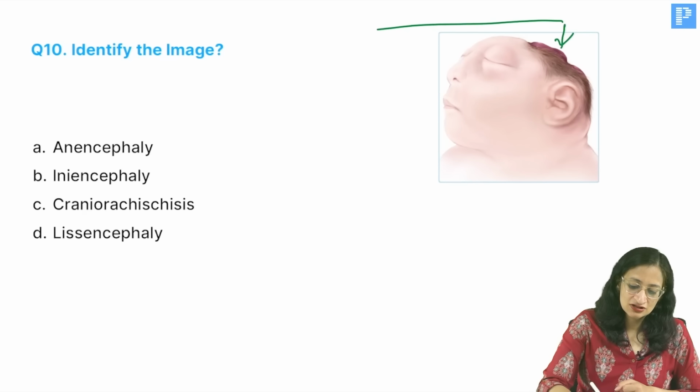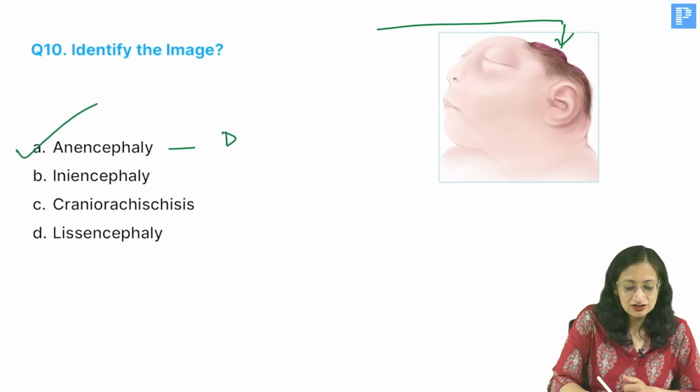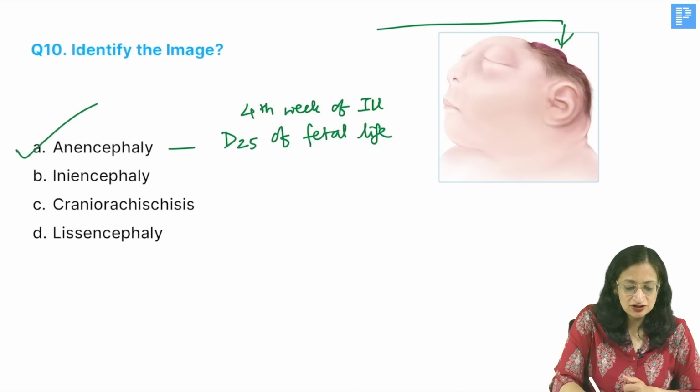So this is anencephaly, right? So we all know this is a severe form of neural tube defect. What happens in anencephaly? The defect happens on day 25 of fetal life. Day 25 of fetal life means the fourth week of intrauterine life, the genesis of this defect happens, and this has also been asked in MCQs previously.